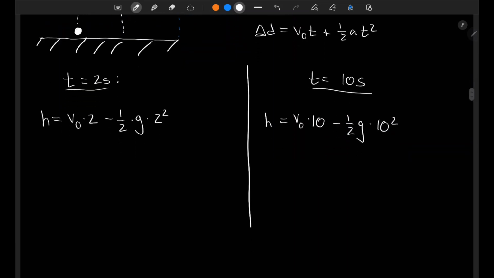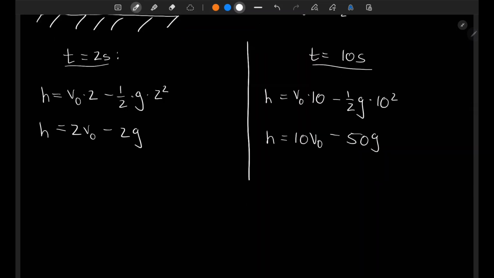Now we can write this out as 2 v naught minus, 2 squared is 4, divided by 2 is 2, so minus 2g. Then we can also write this as 10 v naught minus, well, 10 squared is 100, divided by 2 is 50, so minus 50g.